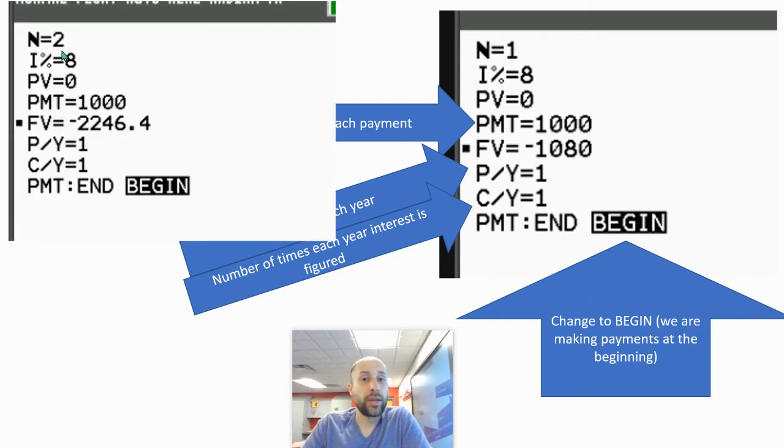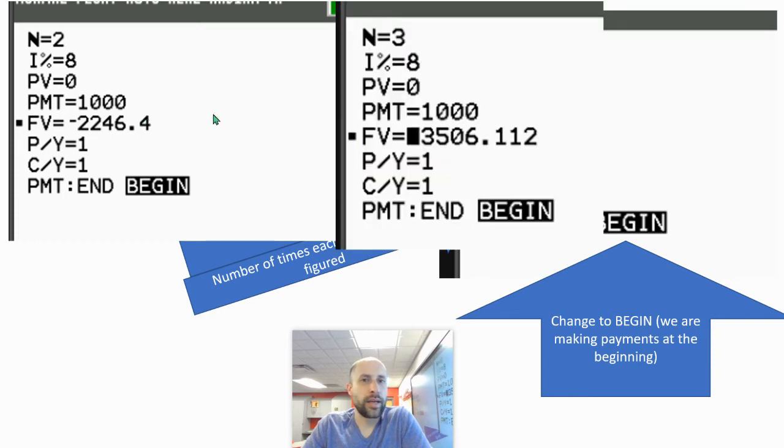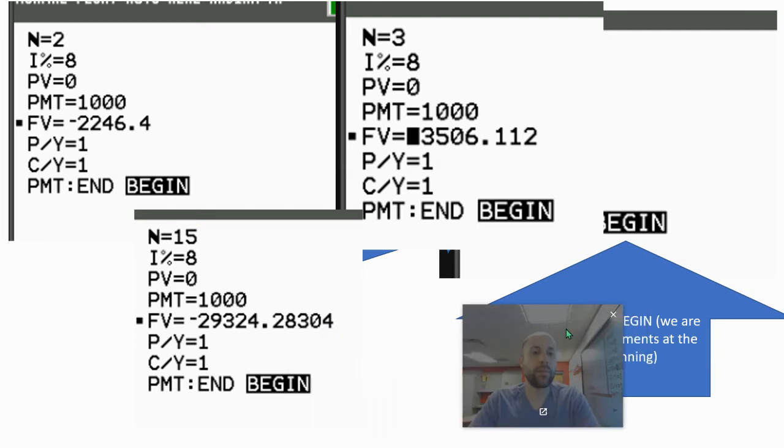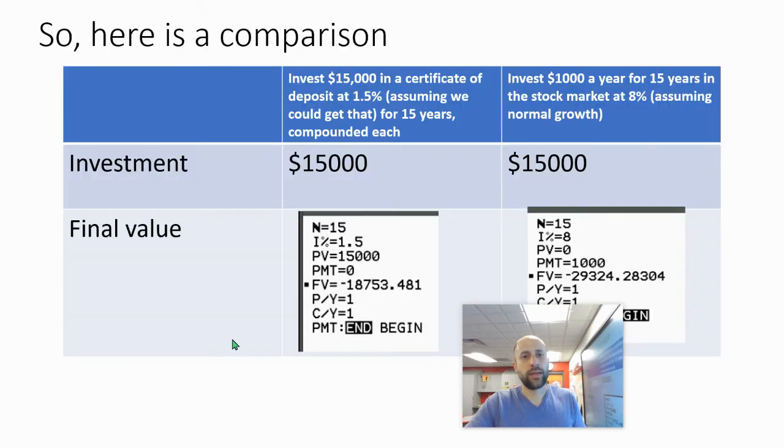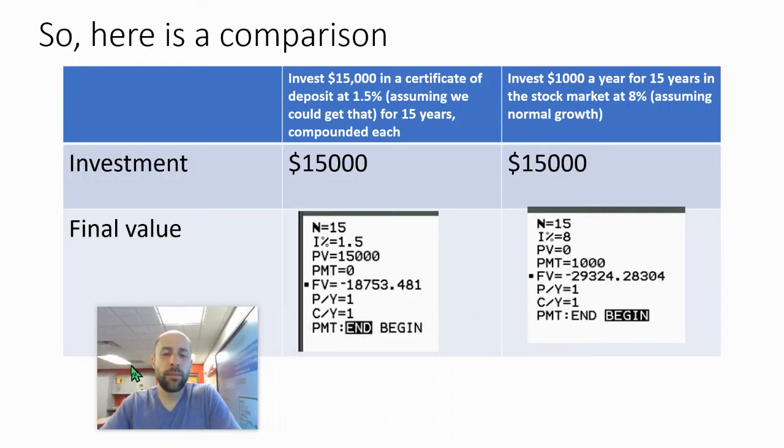And so again, we can make those calculations very easily by just changing n to 2, 3, and then eventually to that final amount, 15. So after 15 years of this process at an 8% interest rate, depositing $1,000 every year, along with the interest being calculated, we'd end up with $29,324.28.